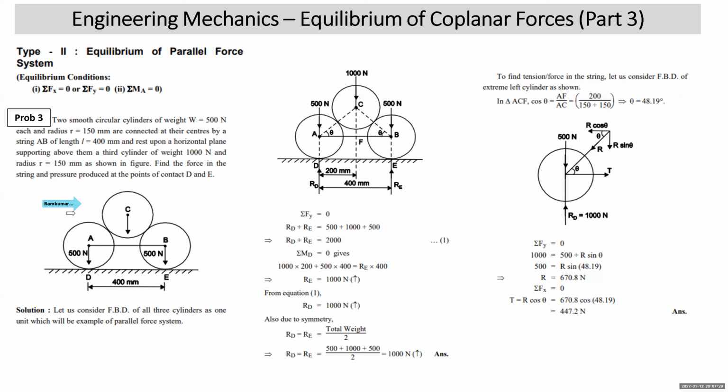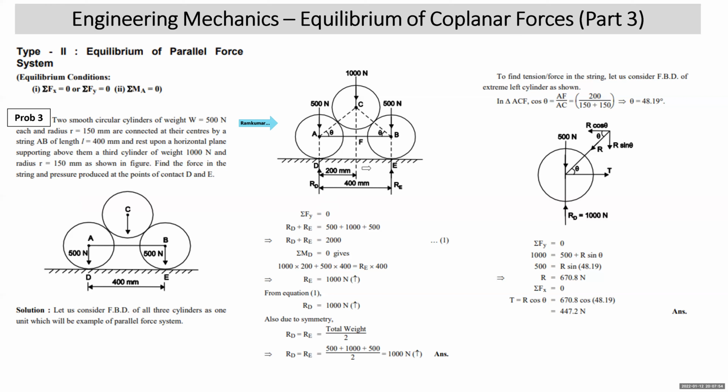But I have kept it intentionally in type 2. Why? I'm asking you to take the free body diagram of the three cylinders as one unit, without separating. You are taking FBD of three cylinders as one unit. Now, see what change will come. Weight of three cylinders will act vertically down: 500 Newton, 500 Newton, 1000 Newton. I have shown it at the centers.